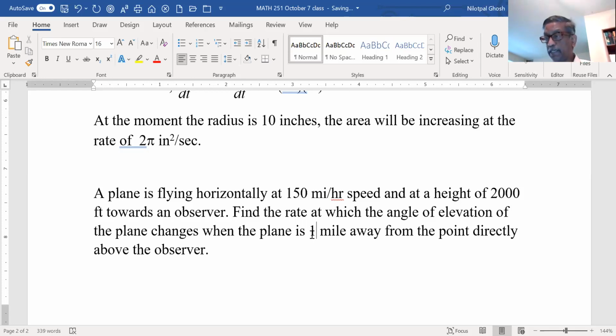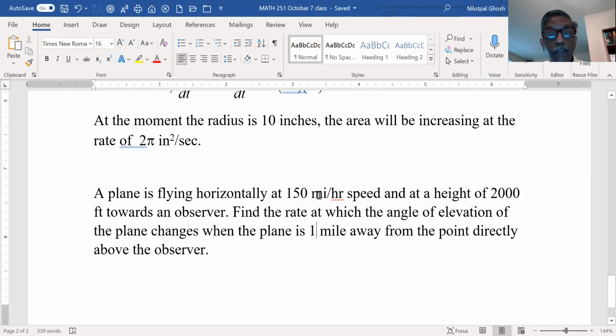And you would like to know the rate at which the angle of elevation changes, because as it comes towards you, it looks higher and higher in the sky. When it was far away, it was low in the sky, and then as it closes, it looks higher and higher. So I would like to know at what rate the angle of elevation changes when the plane is 1 mile away. There are two problems. First of all, you have to define the primary variables in this problem correctly. Also, there is a mixture of units.